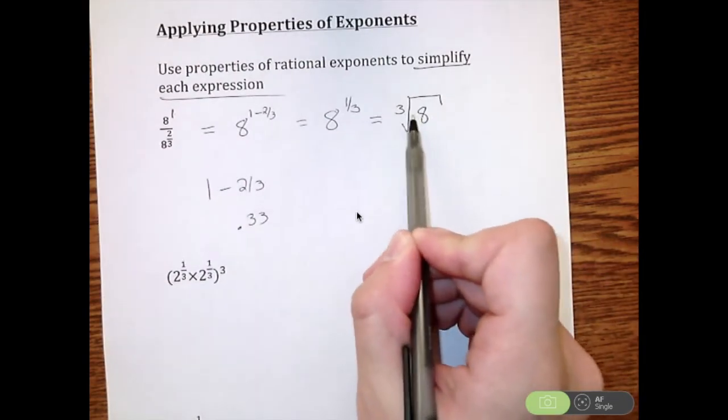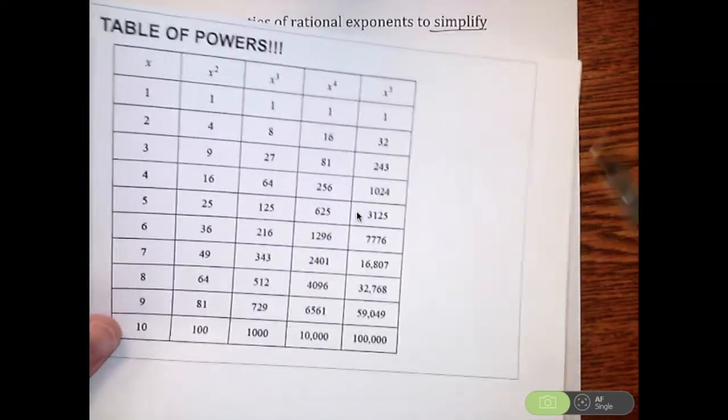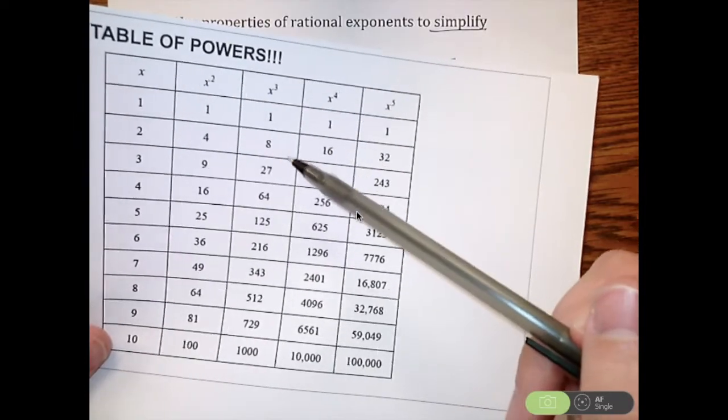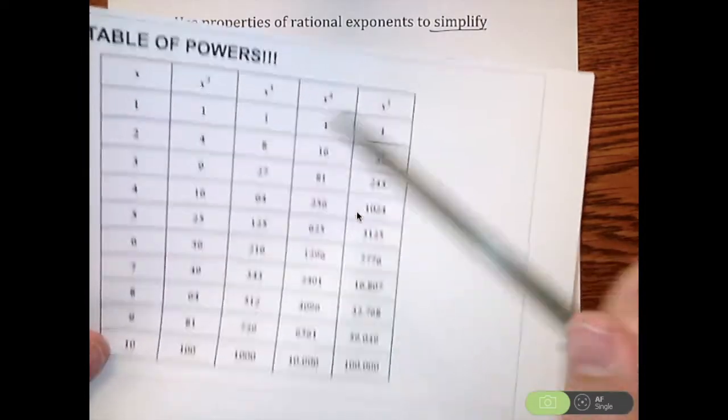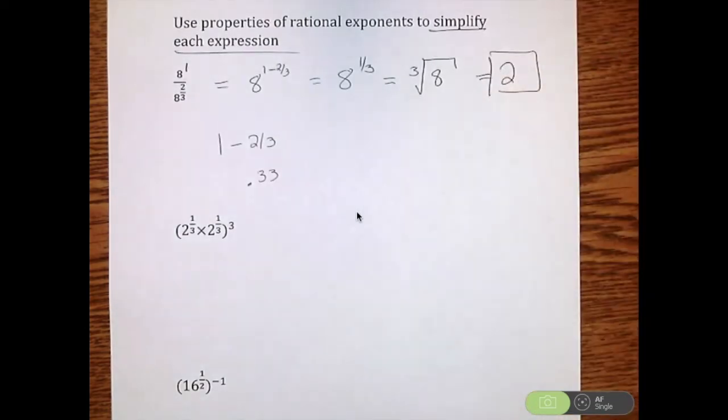So we're asking ourselves, what to the 3rd power is 8? If you're not really fresh on it, you could always use your table of powers and ask yourself, all right, the 3rd power, is there anything to the 3rd power that's 8? Well, in this case, it is 2. So to completely simplify that first one, we get all the way down to 2.